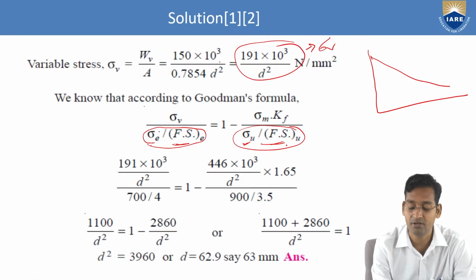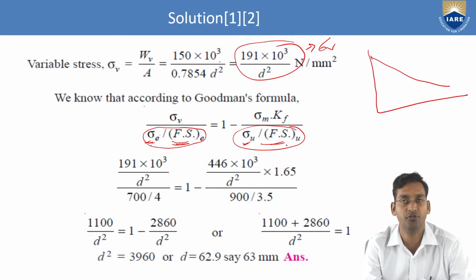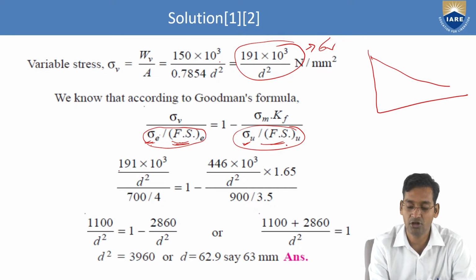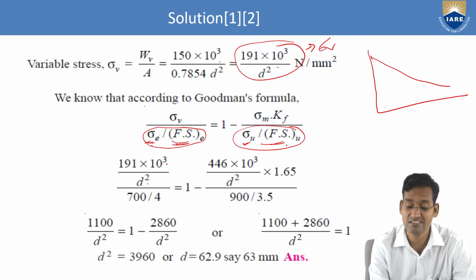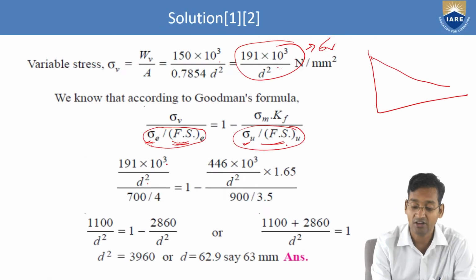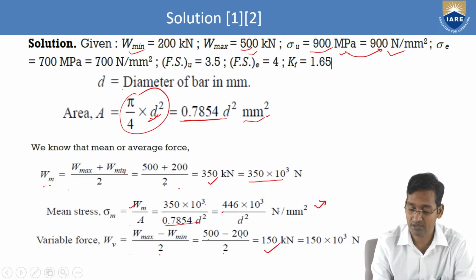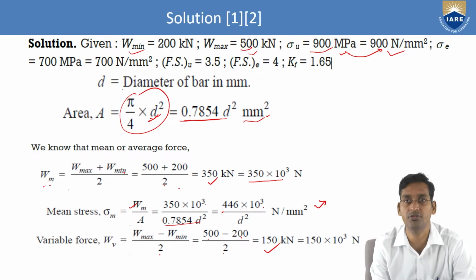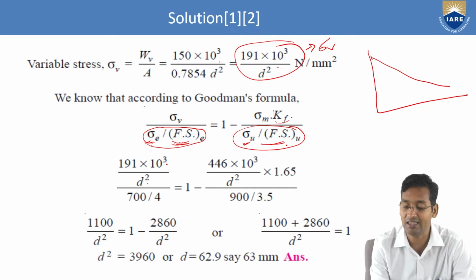Whatever endurance is given, divide with the factor of safety for endurance. So sigma v we got how much? Just now we found 191 into 10 to the power 3 by d square. Sigma e is given as 700, and for that the factor of safety is given as 4. So just substitute it, equals 1 minus sigma m, which we found in the previous one, 446 into 10 to the power 3 by d square, into the Kf. This is what?